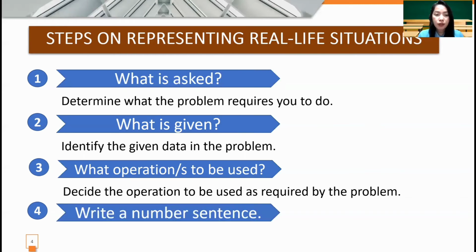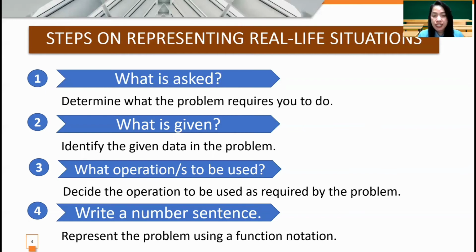And step number 4, write a number sentence. You have to represent the problem using a function notation. A function na pwede mong magamit or formula na pwede mong magamit given the problem.